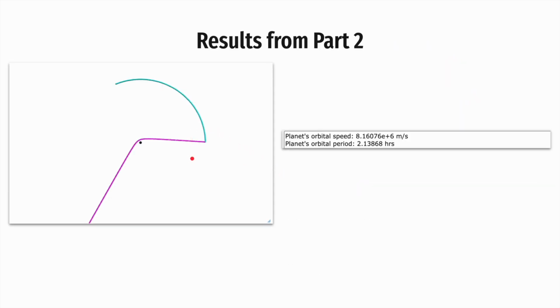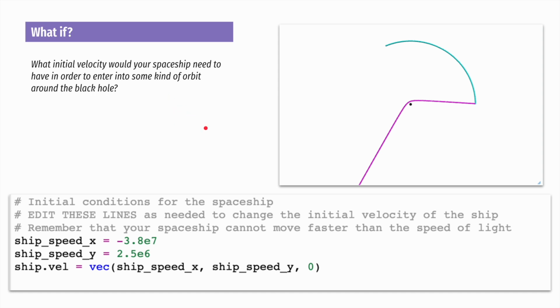So there might have been some errors with this code, like I mentioned prior, with the rounding, but also maybe some equations, as not all these calculations are 100% accurate. There are other forces acting on this that we might not know of, and basically there are a lot of situations that we might not be thinking about when writing the code, but for the basics part of it, they're all here. So what initial velocity would your spaceship need to have in order to enter into some kind of orbit around the black hole?